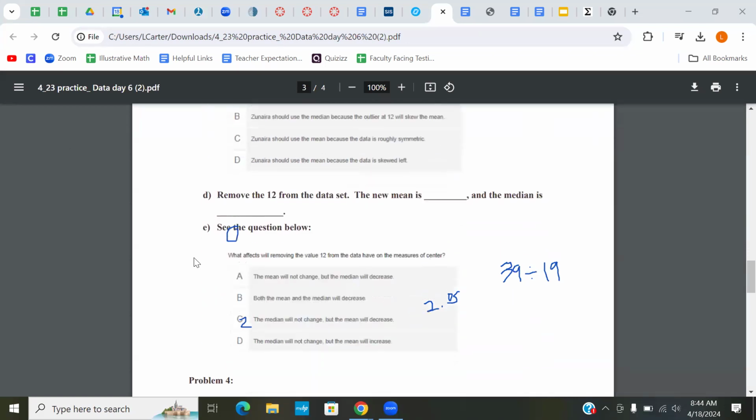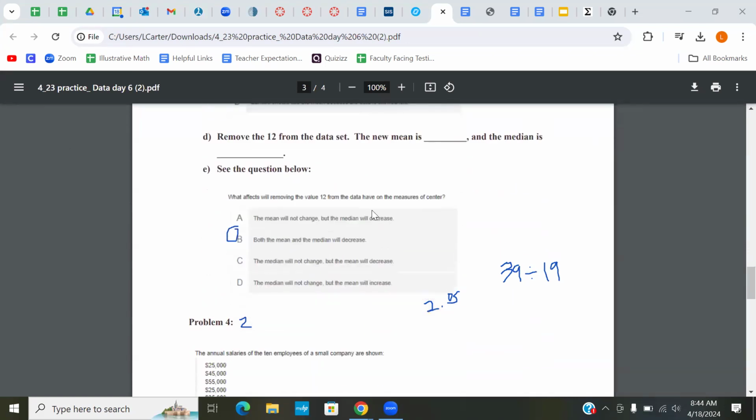All right, so removing the value 12, what influence does it have on the measures of center? We will notice that the median did not change. The mean will decrease. So that's number 3. Two more.